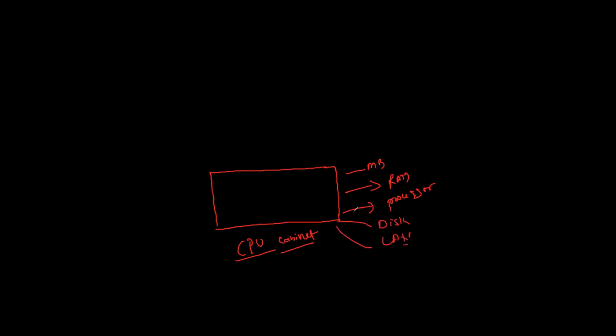So let's say this is your CPU cabinet. Okay, a simple CPU cabinet. In this CPU cabinet, we have a motherboard, we have RAM, we have a processor, we have a disk, a LAN card, all these things we have.